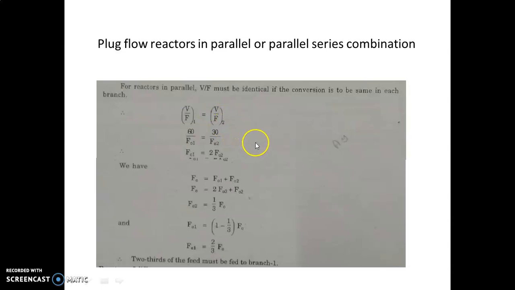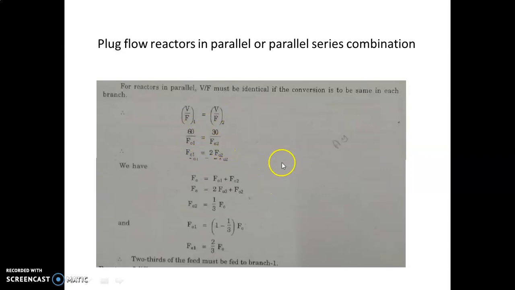So we know that for branch number 1, the total reactor volume is 60 liter divided by F01. So this value we don't know. Then here for branch number 2, the reactor has 30 liter volume and we don't know the value of F02. So if we solve this equation, then we get F01 is equal to 2 into F02.